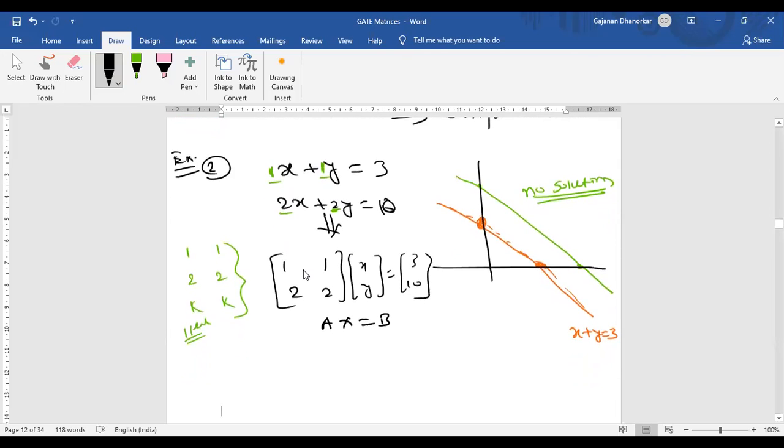I will write here the augmented matrix AB. The augmented matrix is 1 1 3, 2 2 6. This part is the A matrix and this is the B column.